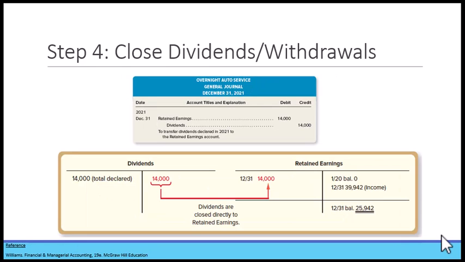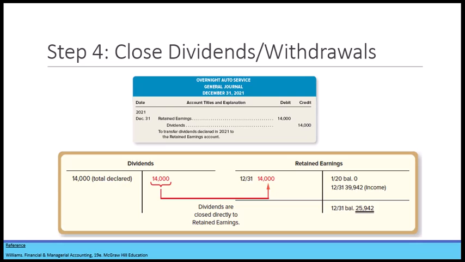Last step, step 4. We are going to close the dividends or withdrawals account, okay? Now, I keep saying dividends or withdrawals, and the reason that I do that is it's going to depend a little bit on the textbook that you're using. If you're assuming that the company is a corporation, we call it dividends, okay? It's basically distributions to the owners. If we are assuming that the company is a sole proprietorship, like a single person owns the company, then we typically call it withdrawals. But it's the same thing. It's distributions out of retained earnings that are made to the owners of the company.